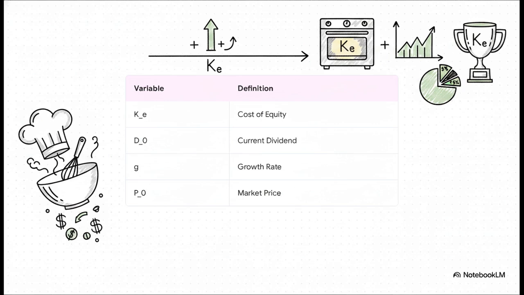Now consider the top part of the fraction, D0 multiplied by 1 plus G. That simply represents the expected upcoming dividend. We take that upcoming dividend and we divide it by P0, which is the current market price of the share. And boom, that gives us our dividend yield. After that, we just add G, the expected dividend growth rate. Yield plus growth equals our total required return. It's actually incredibly logical once you see all the individual pieces laid out.